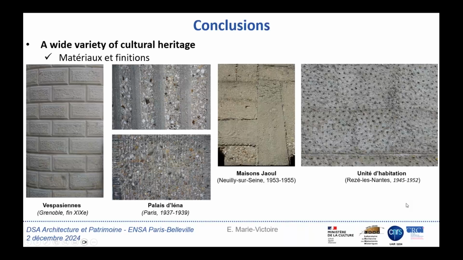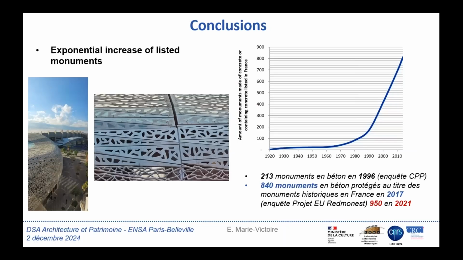We had a wide variety of material and finishing, as you can see. And here, what you can see is a survey that we did perform. And here you've got the amount of monuments made of concrete listed in France versus time. And you can see that we have a strong increase of the protection of the 20th century and especially concrete monuments. And we have now more than 950 monuments, because the last figures are dating back to 2021.